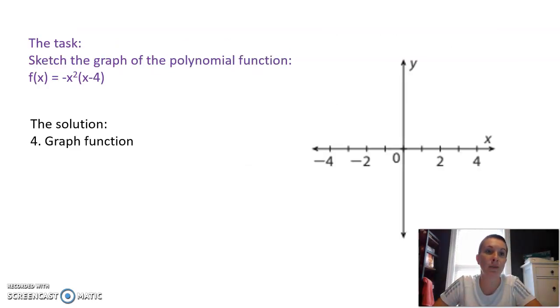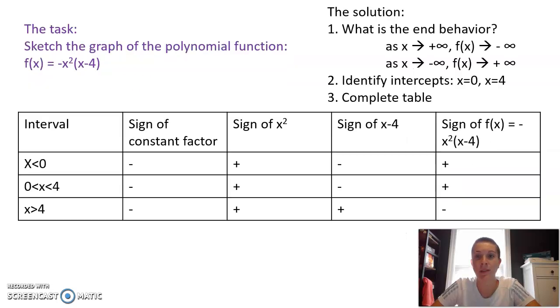So the first thing I want to do is actually figure out the place where my 2 intercepts are, which is going to be at 0 and 4. Now remember, at 0, this is going to be a point of tangency, and at 4, we're actually going to cross the x-axis. So now I just have to figure out what is happening in between these 2 points. So to do that, let's go back and look at our table.